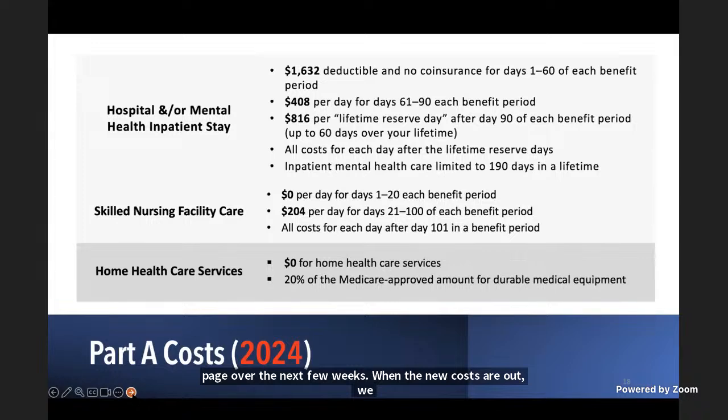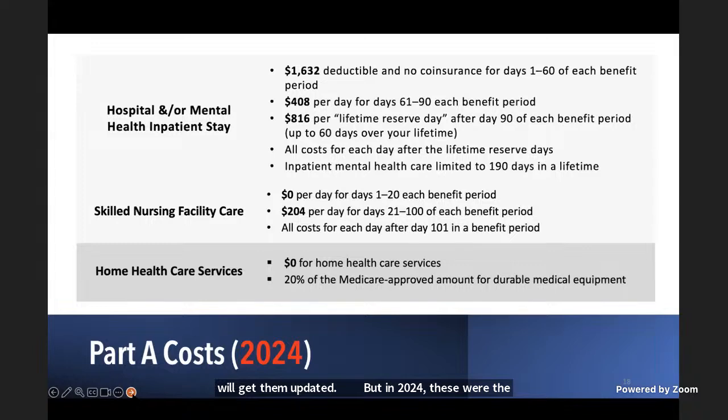Costs don't fluctuate that much year to year. So I would expect all of these costs to be within, let's say, $5 to $25 of each other. But that's a guess on my part. But looking back at past trends, it seems reasonable. But just note these are 2024 costs.